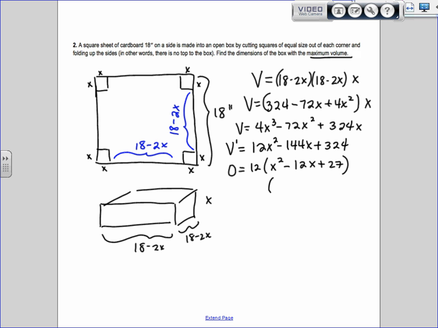All right. It's 4. So I have x minus 3, x minus 9. So we get x equals 3 and we get x equals 9. One of these does not make sense based on your picture.